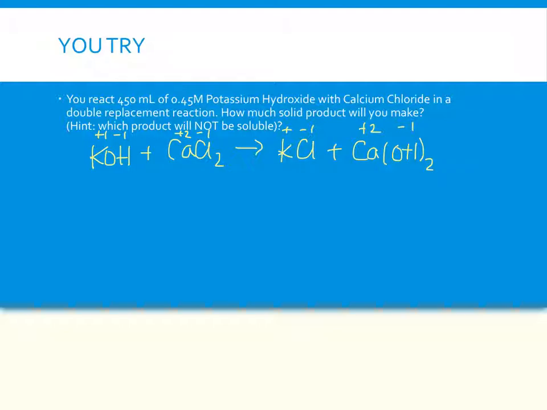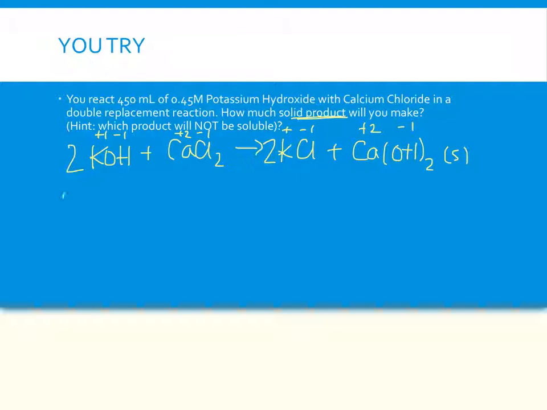To balance, I'm going to need to double my chlorines and double my hydroxide and potassium, and now I'm balanced. Last thing, since the question is asking about our solid product, gotta look at those solubility rules. Potassium falls in group 1, so that's always going to be soluble, so our KCl is dissolvable, it's going to be aqueous, but hydroxide almost always forms a solid, and calcium's not one of those exceptions, so our solid's the calcium hydroxide.